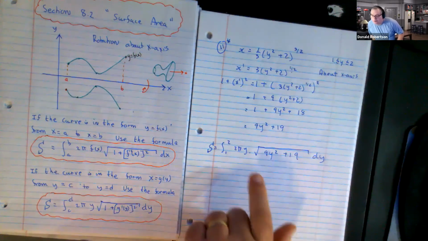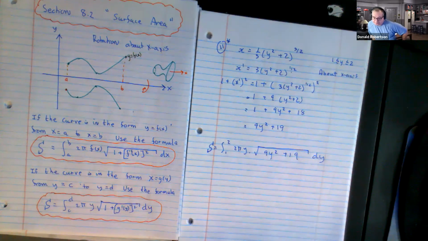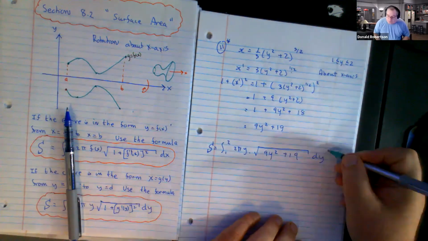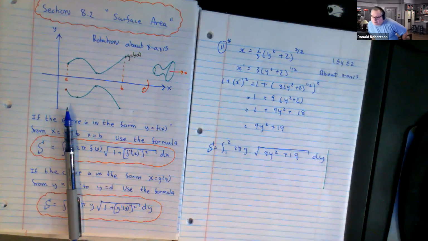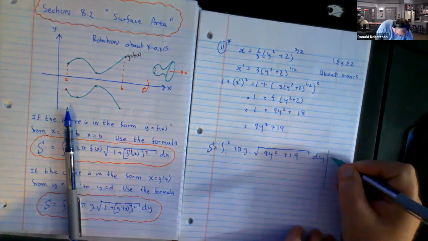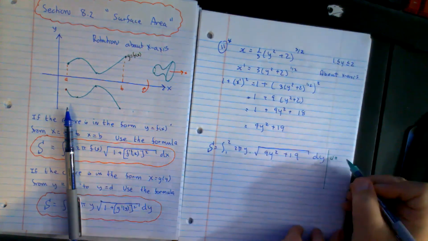What method will we use to integrate that? I'm not sure what the problem is because it's not a trick question. You'd probably have to u sub, right? Yes. And who will the u sub probably have to be? 9y squared plus 19. Right.